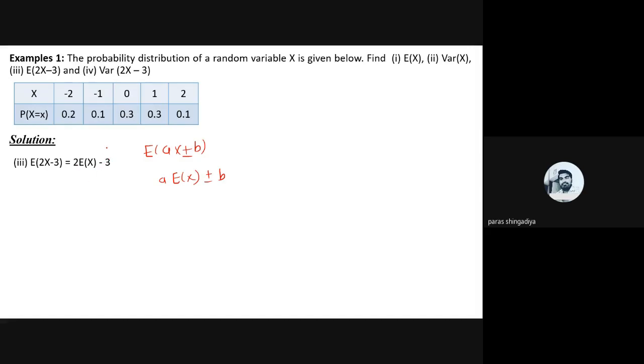What is the answer of E of x? That is equal to 0. So it is 2 into 0 minus 3, and that is equal to minus 3. Correct? That is the answer of the third one.